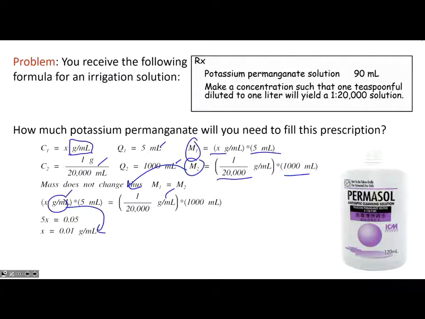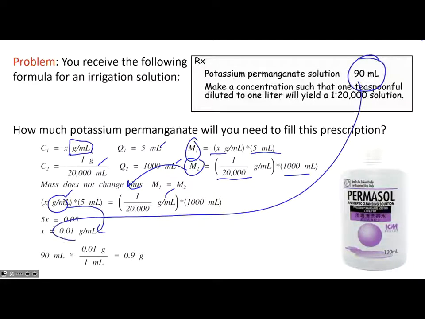Do we know how much solution we need to make in the prescription? Yes, we need to make 90 milliliters of a solution that has that concentration. So I use my 90 milliliters times that concentration, set up so that my milliliters cancel. 90 times 0.01 grams per mil, mils cancel, and you get 0.9 grams of potassium permanganate. That's what you would need to make that 90 mil solution have the concentration you need.